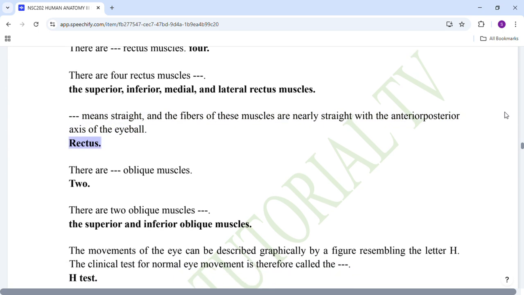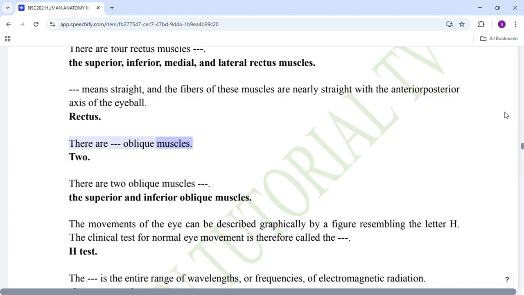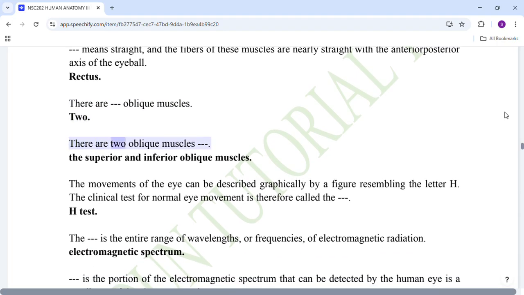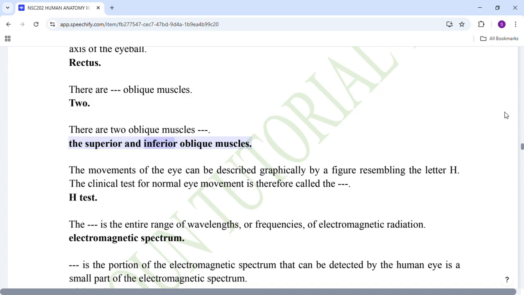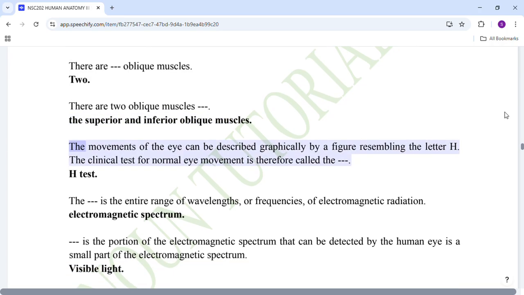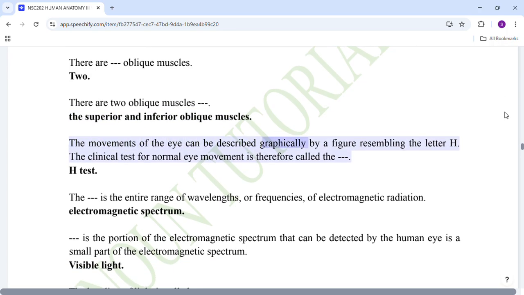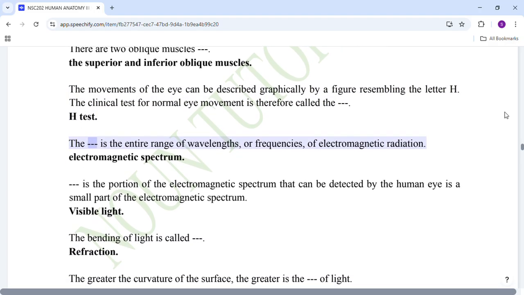There are two oblique muscles: the superior and inferior oblique muscles. The movements of the eye can be described graphically by a figure resembling the letter H. The clinical test for normal eye movement is therefore called the H test. The electromagnetic spectrum is the entire range of wavelengths, or frequencies, of electromagnetic radiation.